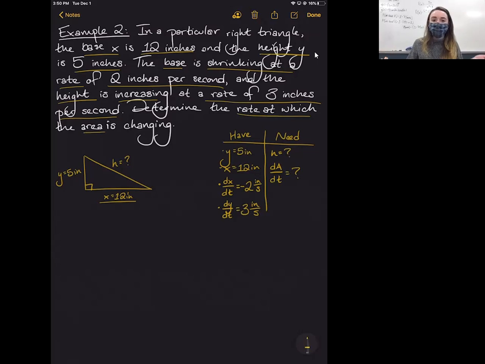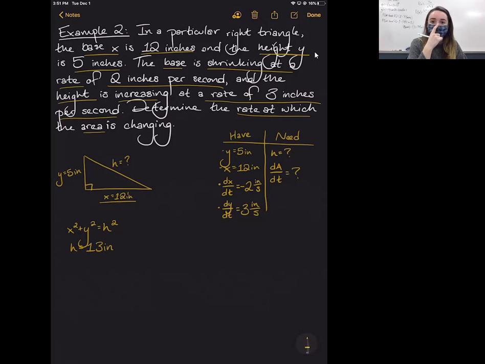To figure out the length of the hypotenuse, we can just use Pythagoras: x squared plus y squared equals h squared. You might notice this is a special right triangle because we've got legs of 5 and 12. You can use Pythagoras to double check, but we also know that this is a 5, 12, 13 right triangle. So the hypotenuse is 13 inches. Again, you can use the Pythagorean theorem to double check that.